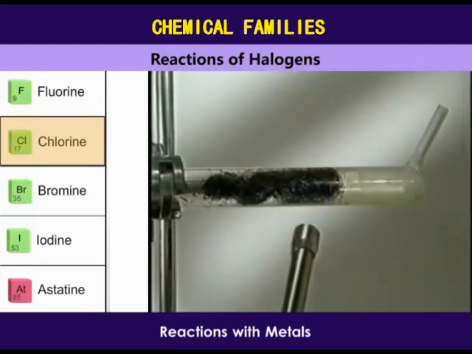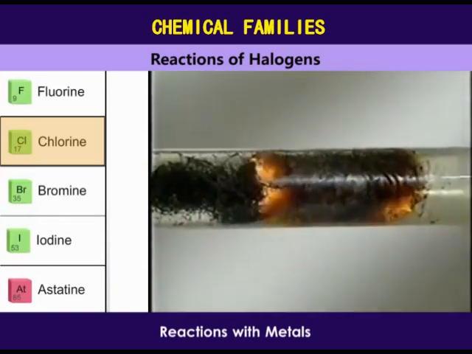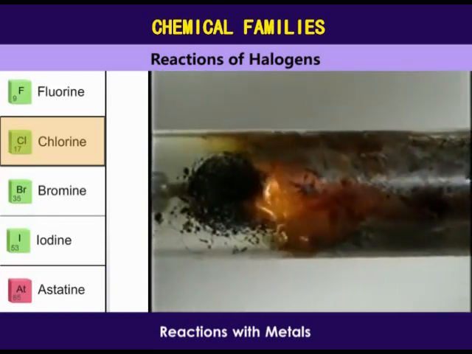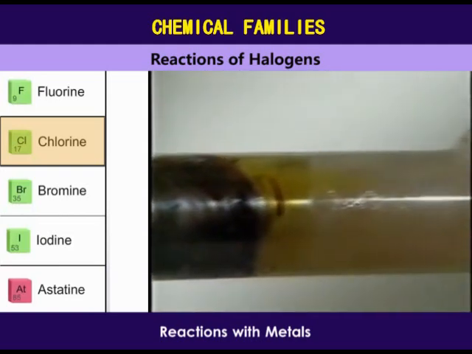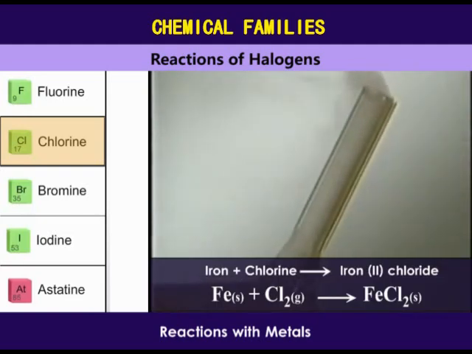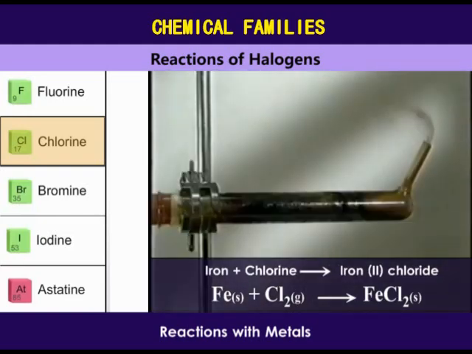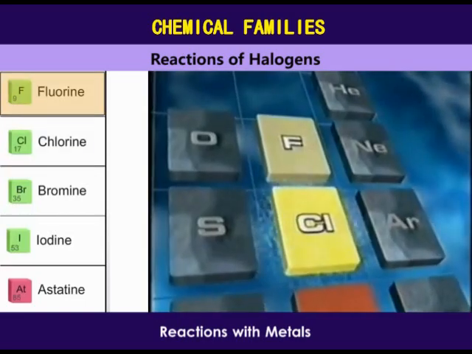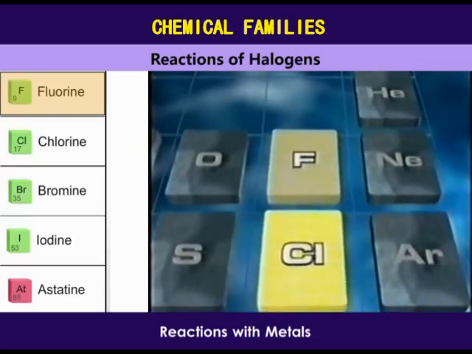This time, the iron will need the slightest nick of a flame before a violent reaction races along. Clouds of pale yellow iron chloride quickly form. Chlorine is very reactive, but fluorine is the most reactive halogen.